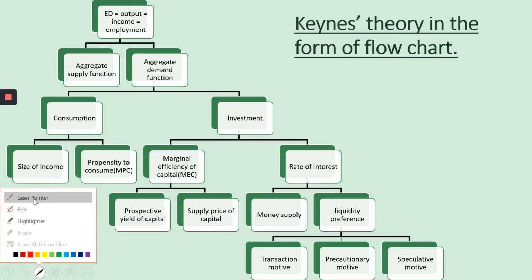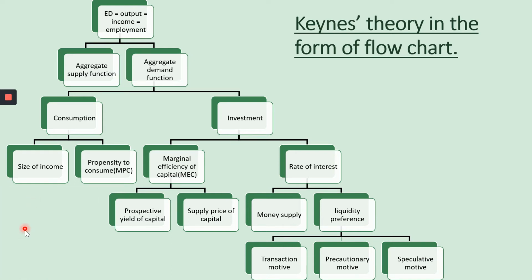To introduce another concept today, aggregate demand function. We have already seen this Keynesian theory in the form of a flowchart. So, in the Keynesian model, output is determined mainly by aggregate demand. So we must know what is the aggregate demand function.